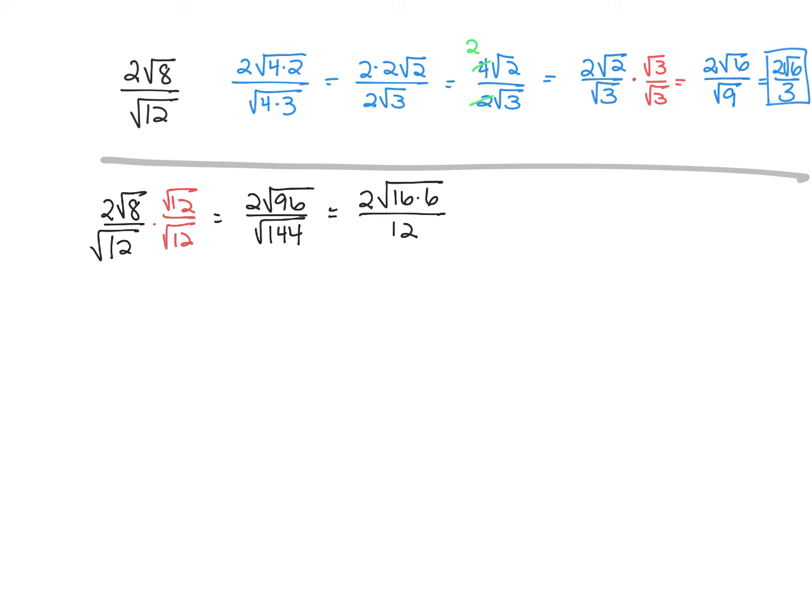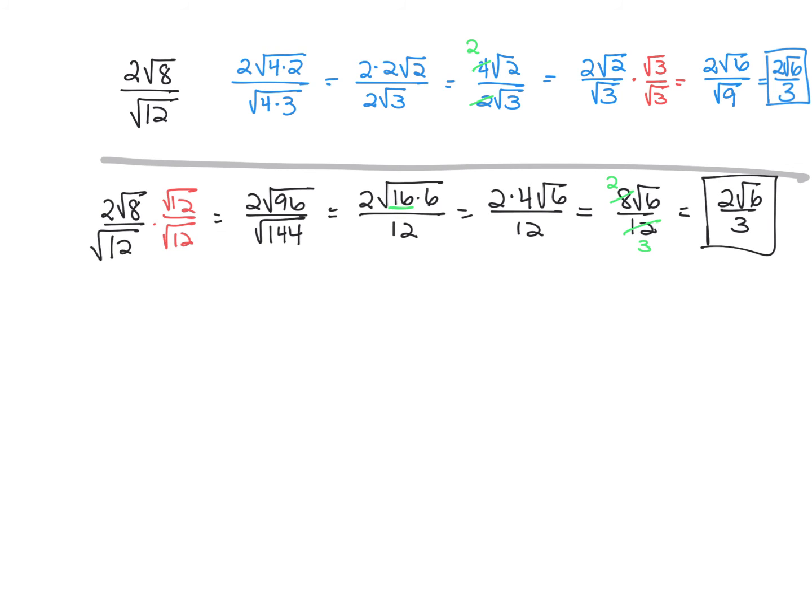And so now I can take out the perfect square of 16. And I'm going to get 2 times 4 root 6 over 12. So I get 8 root 6 over 12. And because 4 goes into 8 twice and into 12 3 times, I can reduce the normal numbers. And I get 2 root 6 over 3. So the same answer either way. It kind of just depends on what you see first.